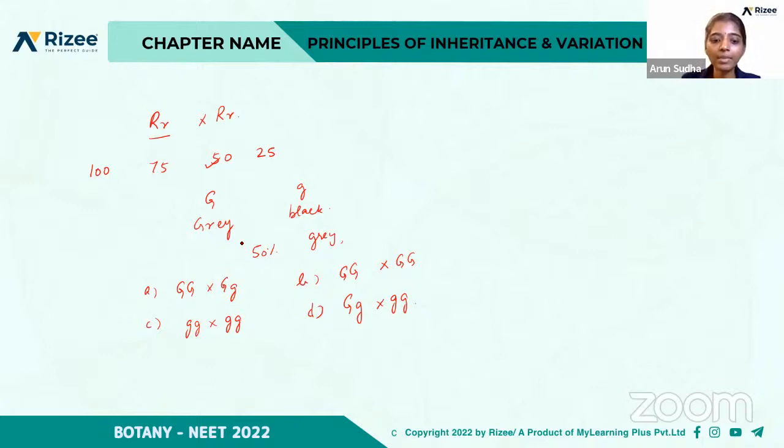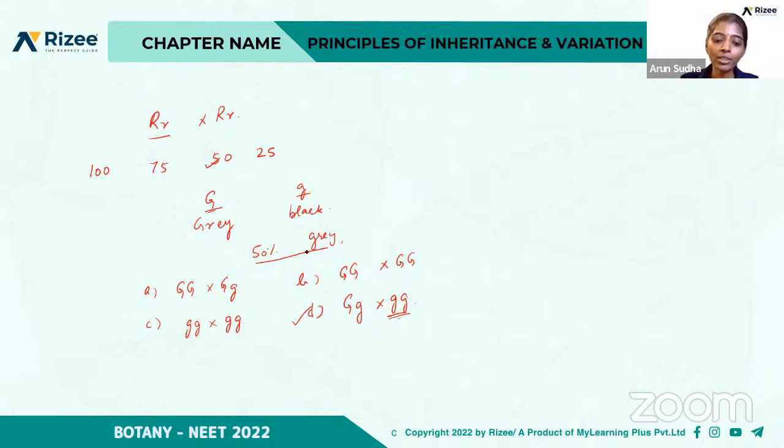In rabbits, the gene for gray fur G is dominant over that for black fur, g. In a litter, if 50% of the rabbits are gray, then the possible parental cross combination is, yes, D, because it is written 50% gray. So that is possible only with the test cross, right? With the recessive individual. Okay, D is the right answer.